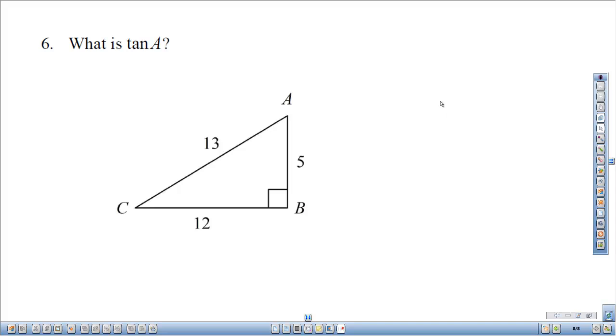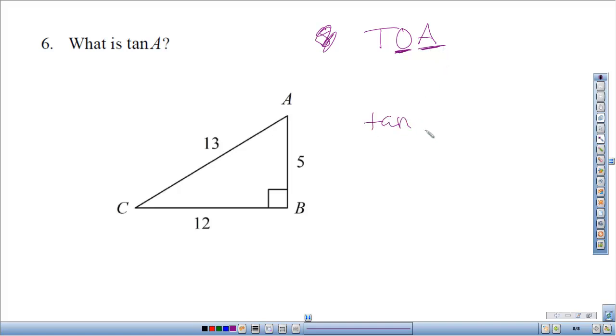All right, here is problem number 6. They ask for the tangent for angle A. That's the tangent ratio for angle A. And maybe I won't write the whole SOHCAHTOA. If I see tangent, maybe I just pop into my mind SOHCAHTOA, which tells me the tangent ratio has to be the opposite side divided by the adjacent side.